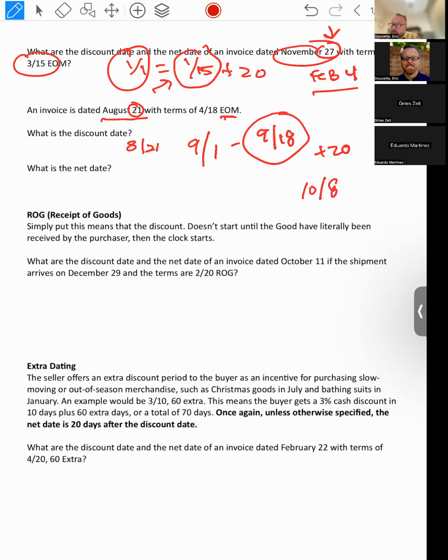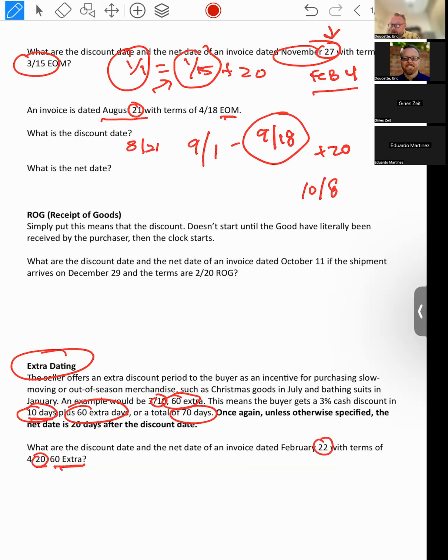All right, receipt of goods we already covered. I don't know why that's in here again. And then there is another one called extra dating. And all that is exactly what we've been talking about, but you get 60 extra days. So in this case, the 60 extra means that you get 20 days to pay your invoice at a discount and then an extra 60 days. What would the discount date and the net date be for February 22nd with the terms extra?